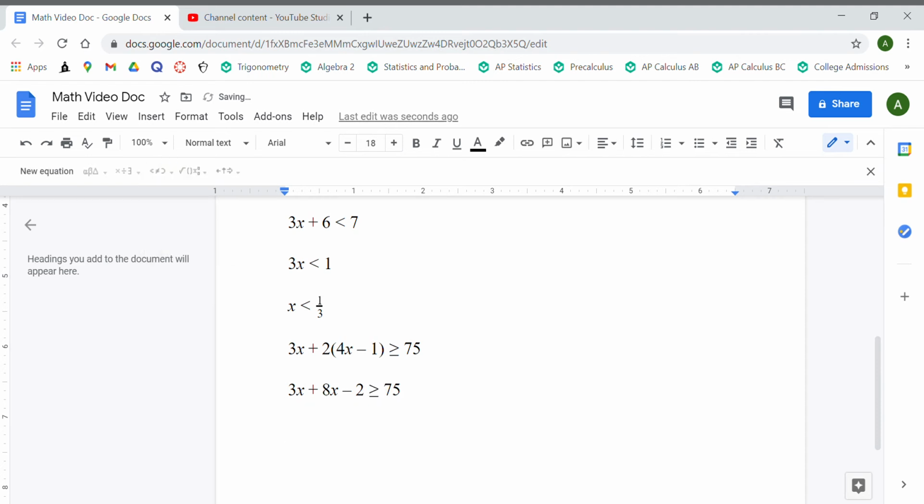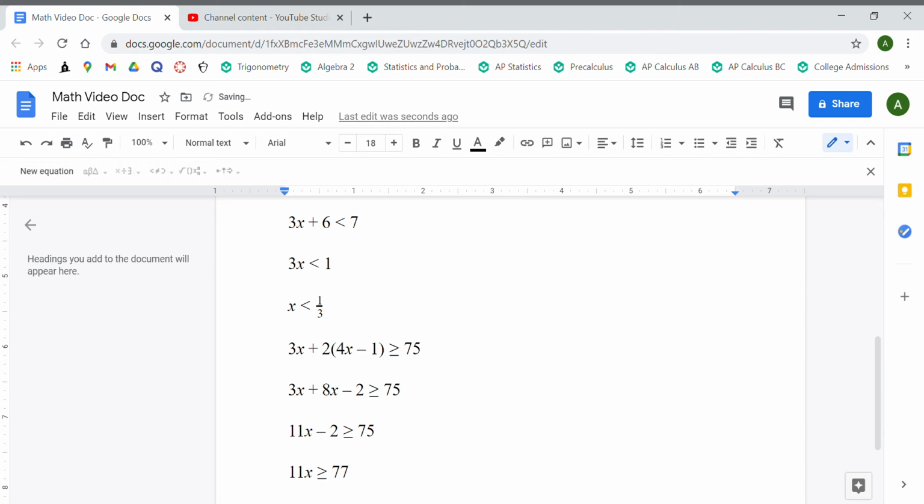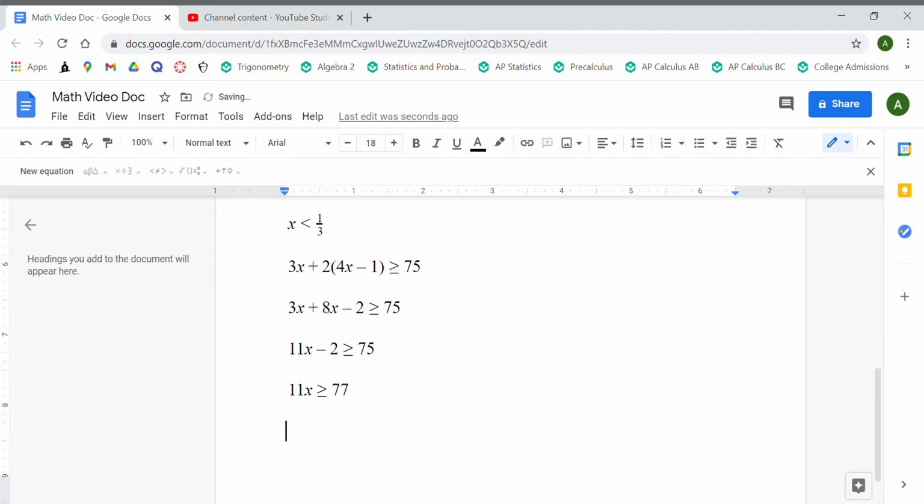Okay. Alright. So we're going to do 11x minus 2 is greater than or equal to 75. Add 2 to each side. You should have 11x is greater than or equal to 77. Divide each side by 11. X should be greater than or equal to 7.